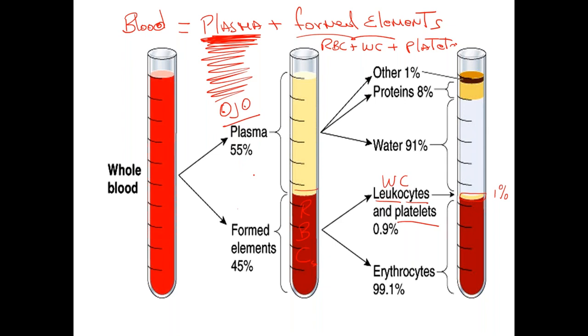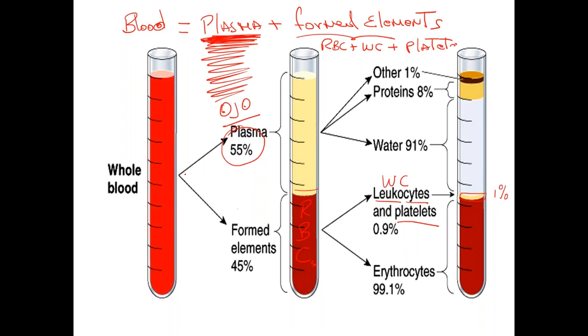So the plasma is going to be basically 55% of all the blood. Imagine the tube has 10 units. The plasma is about 5 units and a little bit more. So this is 55% of the whole tube, of the whole blood sample. And that is the plasma.